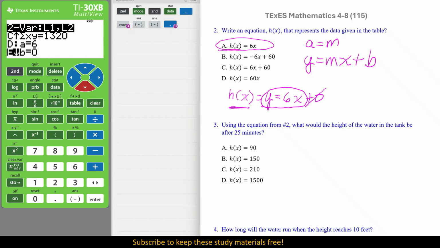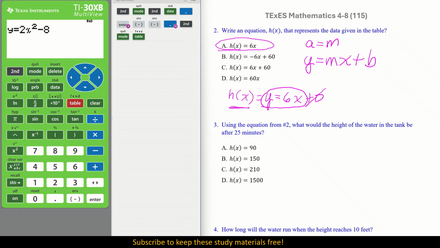All right, using the equation from 2, what would be the height of the water in the tank after 25 minutes? Okay. Well, that is just 6 times 25. But let's say this was a more complex question. Let's say it went beyond that. Or you had several things they were asking. Okay, so let's do this.